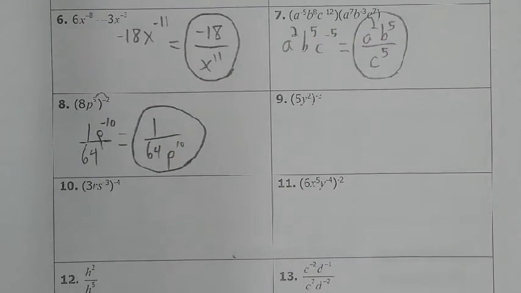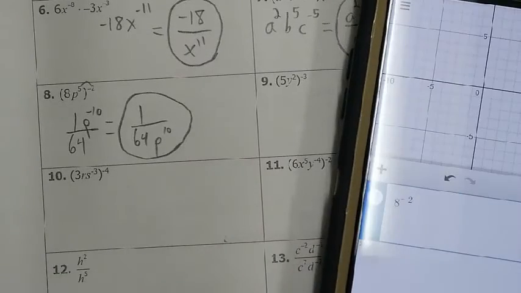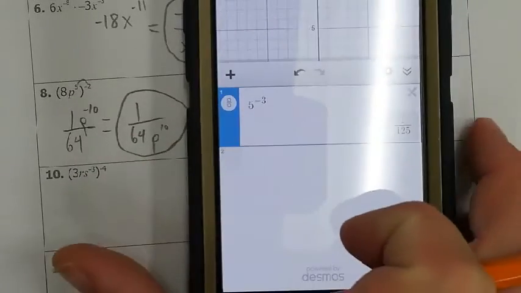Okay, number 9. That one, I don't think I can do in my head. 5 to the negative third power. 125. So 1 over 125.